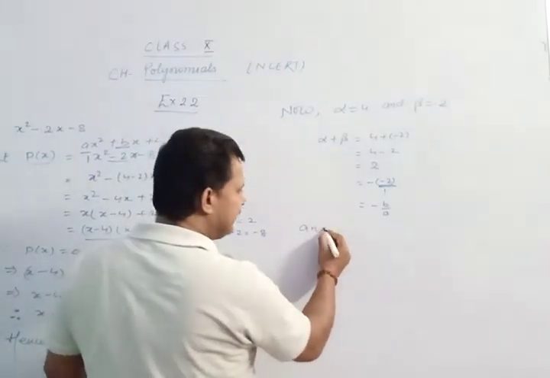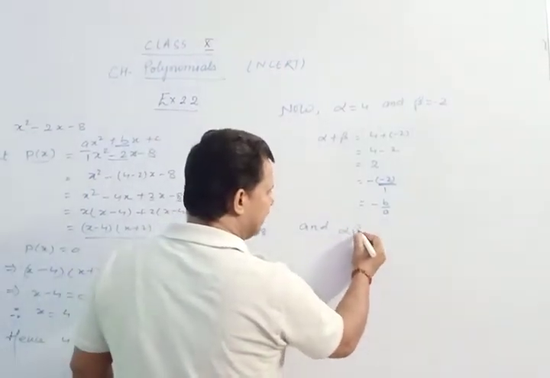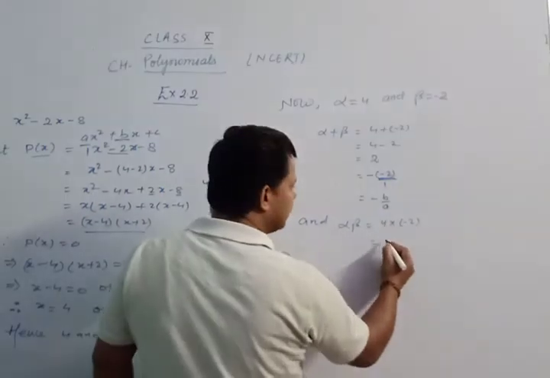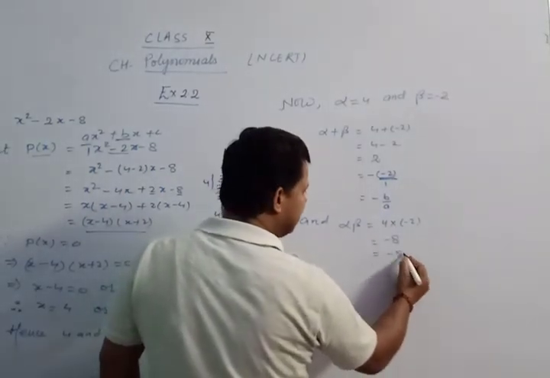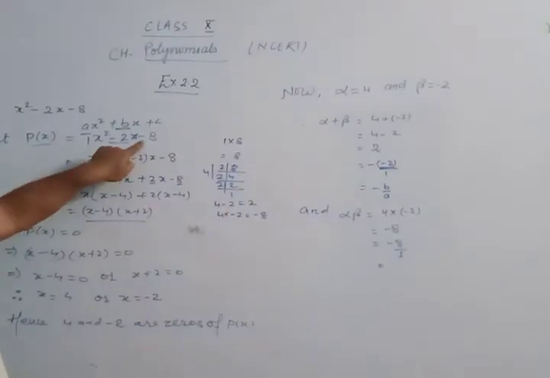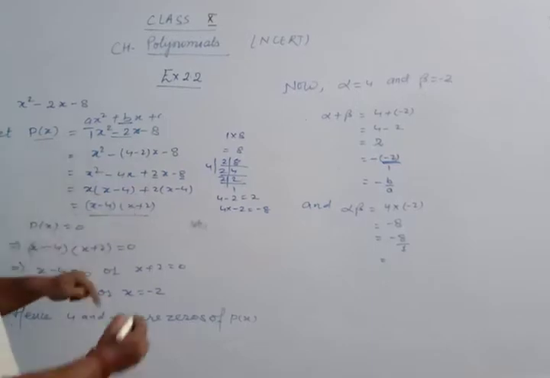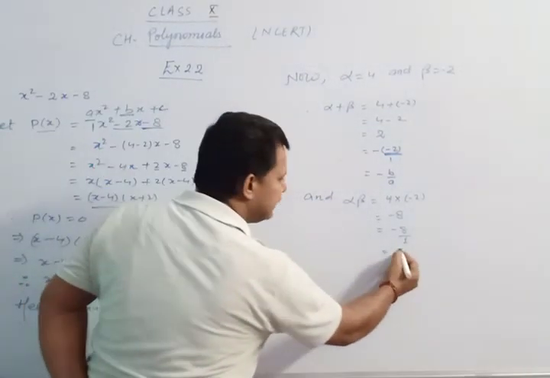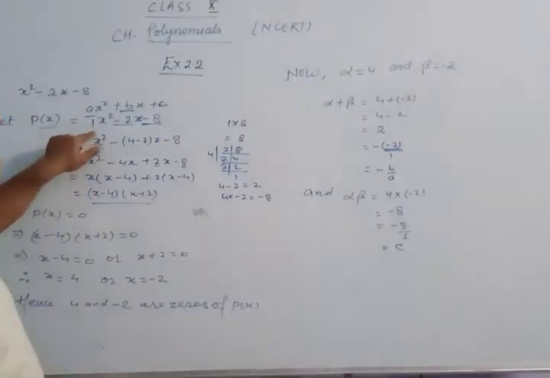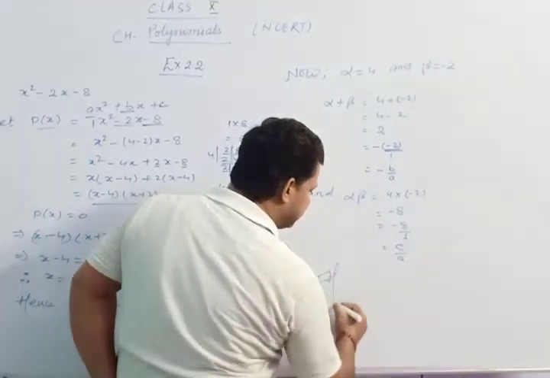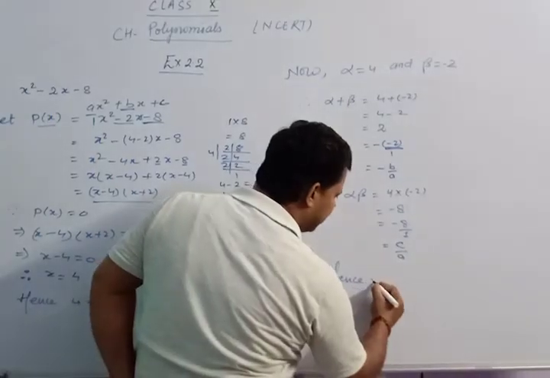And the second part is alpha into beta. Alpha is 4 and beta is equal to minus 2. Minus 8 can be written as minus 8 by 1. You observe from the given polynomial, the value of c is given here as what? Minus 8. So here you can write c, and 1 is the coefficient of x square, c by a. Hence verified. That is the verification part.